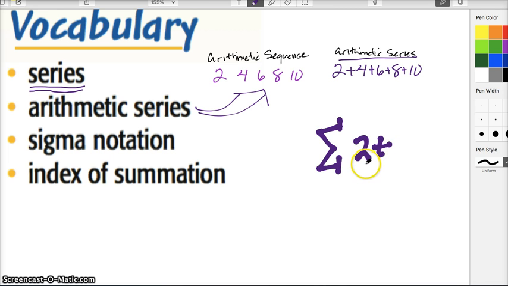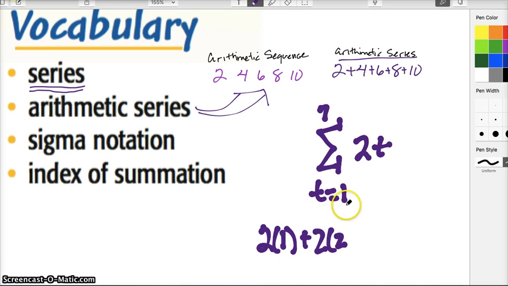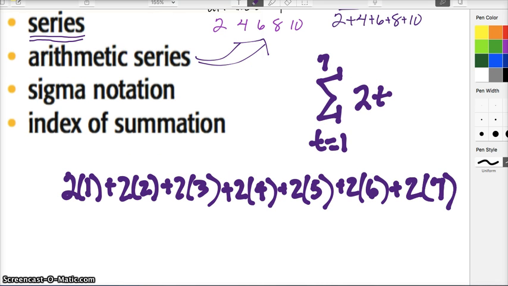So if I wanted you to add up 2 t's, but I wanted those t's to be from, let's say, 1 to 7, then what this expression would represent is 2 times 1 plus 2 times 2, plus 2 times 3. This index number is telling me the starting point, and this one at the top tells me where to end. You guys get the idea? And so you can see this is what the whole thing written out would look like.